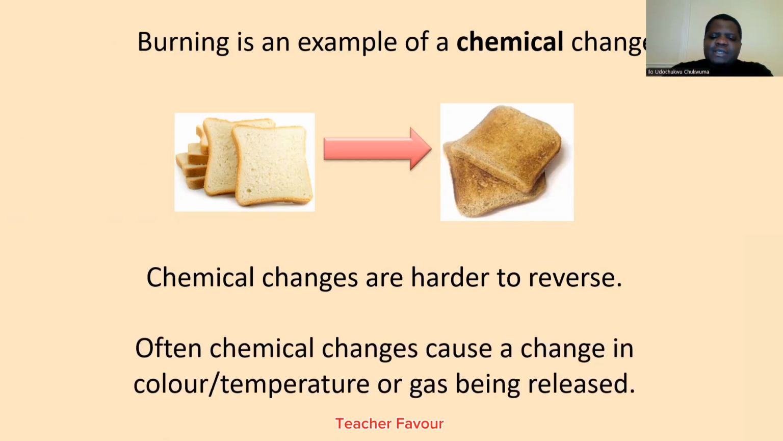Often chemical changes cause a change in color. They can cause a change in temperature. So we can add another difference between chemical change and physical change. Physical changes can be reversed, while chemical changes cannot be reversed.